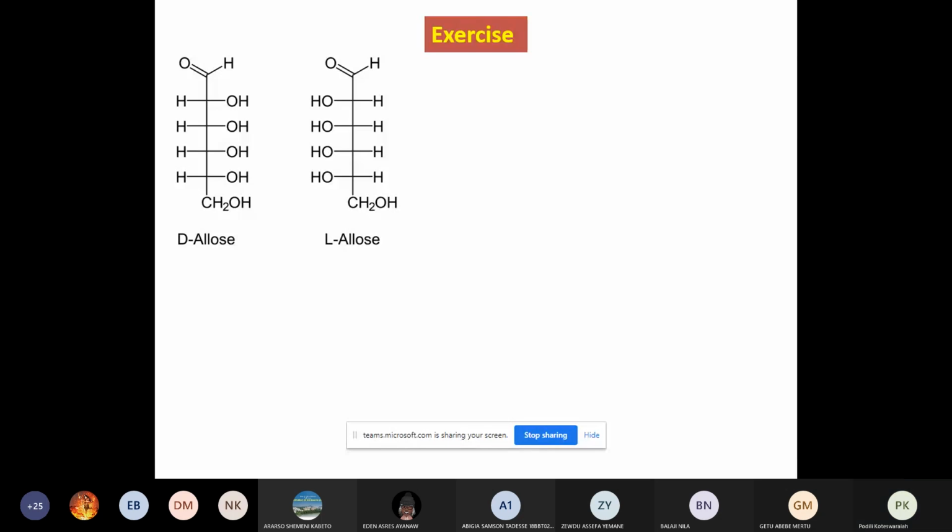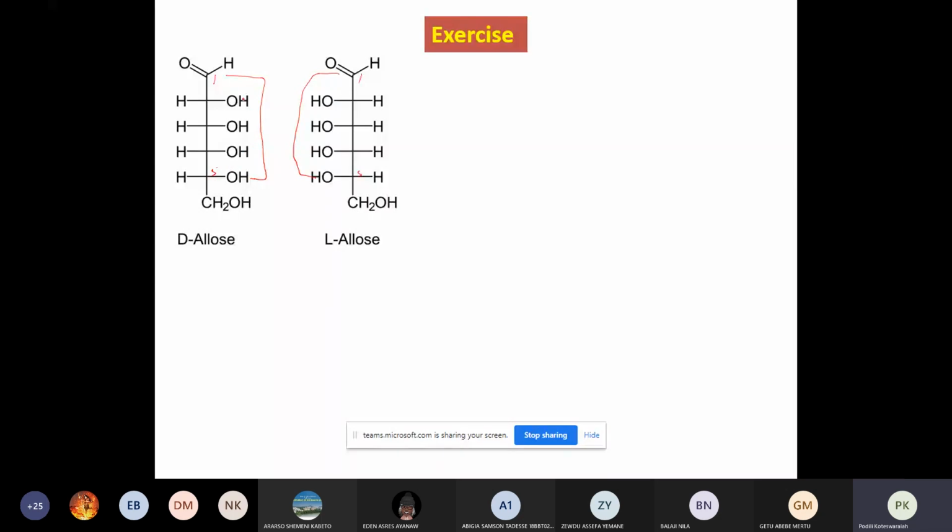So that means, for example, you can see here that when we want to draw the structure of D-allose, both Haworth and the chair conformation, all of you carefully see here. During cyclization, this is the carbon 1 and this is the carbon 2. Carbon 1 and carbon 5 are involved in the linkage. In the same way, here also this is 1 and this is 5. Both are involved in the linkage.